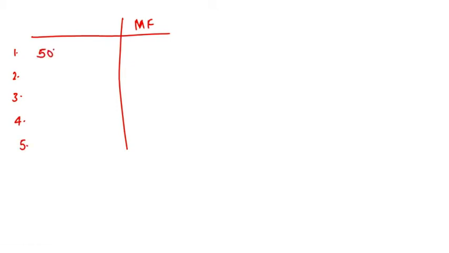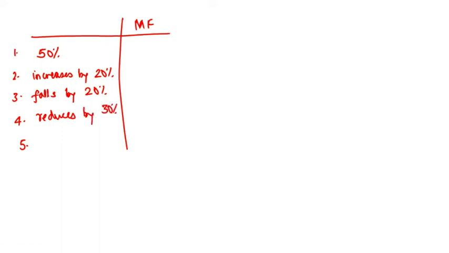Let's do a few more because this is important. Tell me what is the multiplying factor. What is the multiplying factor if I say first question, second question, third question, fourth question, fifth question? 50%, increases by 20%, falls by 20%, reduces by 30%, all right. Tell me for all this what will be the multiplying factor. 4 questions. Type in what is the multiplying factor for 50%.